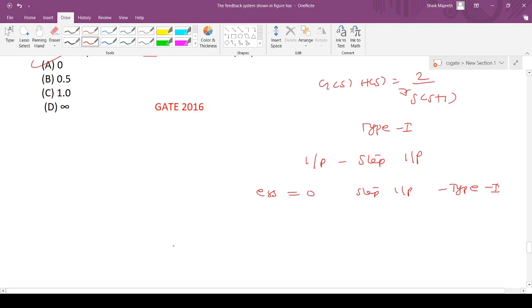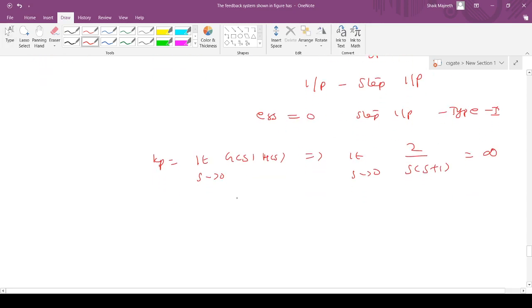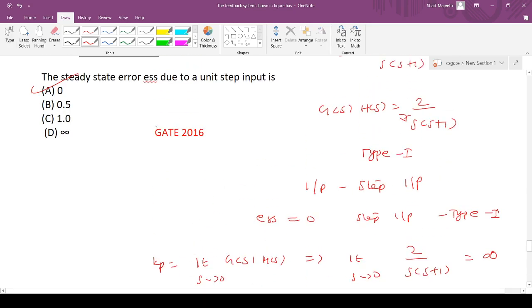Otherwise, if you want to find the answer by formula, what is the thing? Type 1 has what position error constant? First we have to find it. So it is limit of G(s) H(s) as s tends to 0. G(s) H(s) is 2 by s into (s plus 1). That is 2 by 0, which is infinity. Right? So ess is 1 by (1 plus Kp). That is 0. Right? No need to do all the things. Directly you can write, it's a type 1 system. So if you substitute the value, you will get 0.